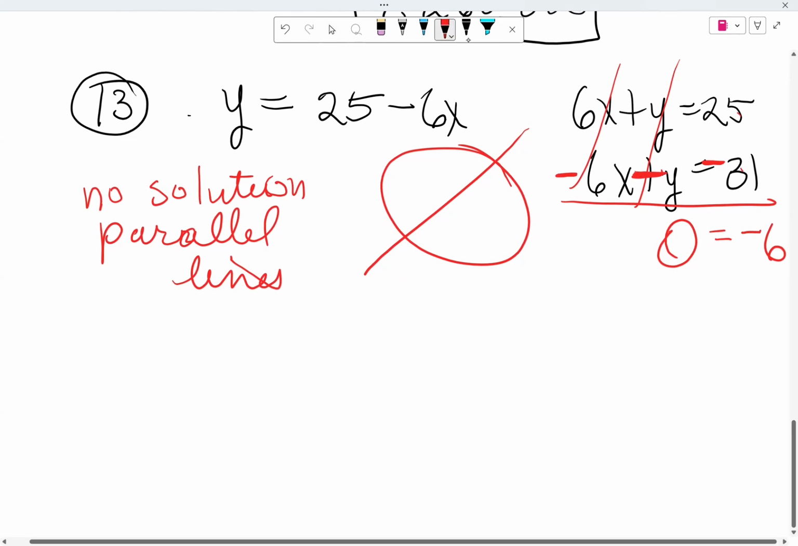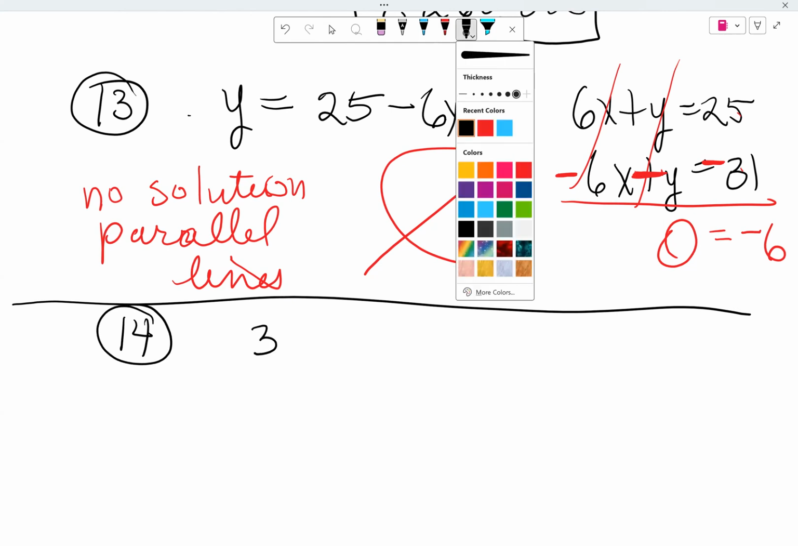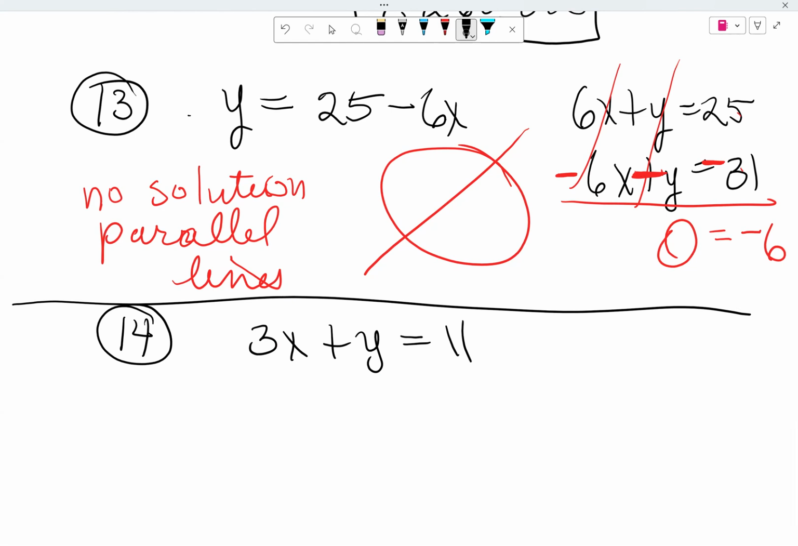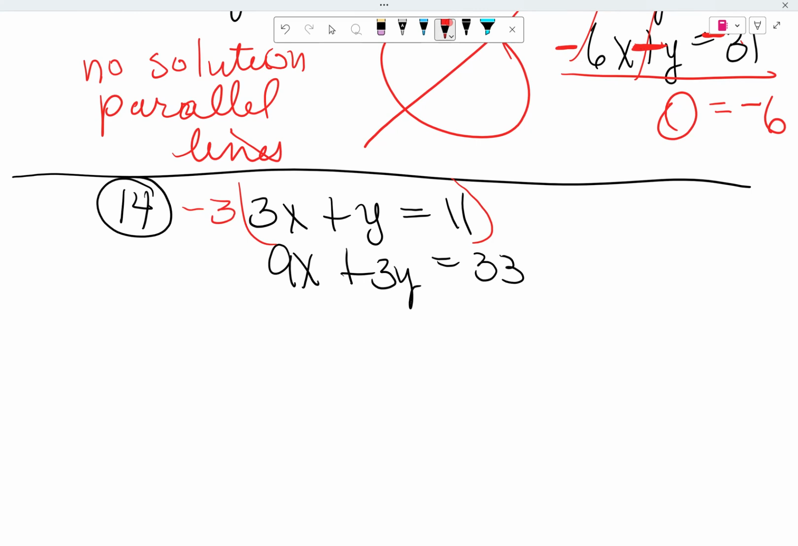Number 14. I'm going to do number 14 down here. These are related cousins. What I want you to notice in number 14 is that they give you 3x plus y equals 11. They give you 9x plus 3y, and that's equal to 33. So how do I solve for one of the variables? I have to multiply by 3, right? At least. So let's go with -3. So that's going to become -9x minus 3y equals -33.